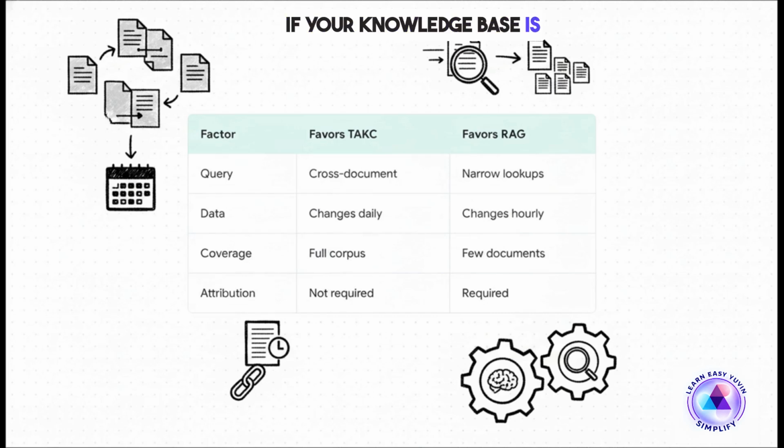If your knowledge base is relatively stable, say changing daily rather than hourly, and your queries demand cross-document reasoning across the full corpus, TAC is your clear winner. However, if your data is highly volatile and changes by the minute, or if you have super strict compliance rules that require an exact audit trail back to a specific, uncompressed source document, you absolutely still need RAG.